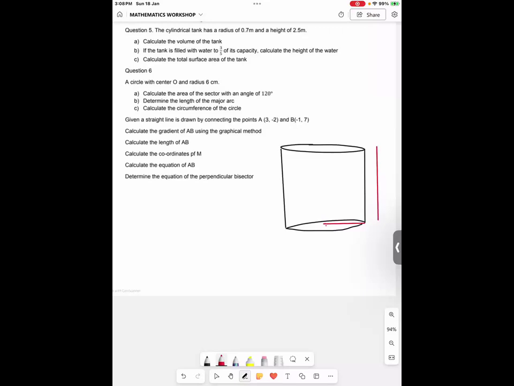We're told that the height is 2.5, so let's put that measurement on: 2.5 meters. And we're told that the radius is what? 0.7 meters. That's all they gave us. They only told us that the radius is 0.7 and the height is 2.5. Now we have to calculate the volume of the tank.